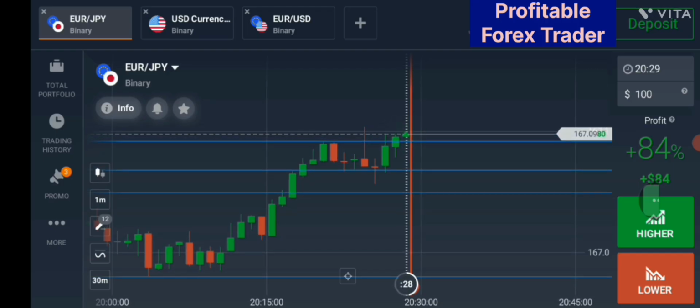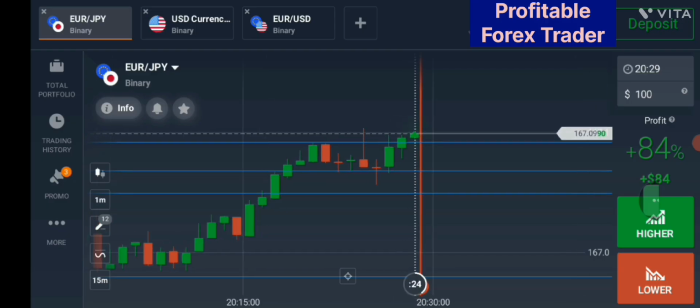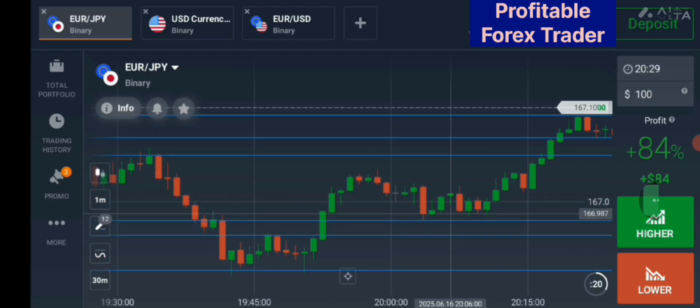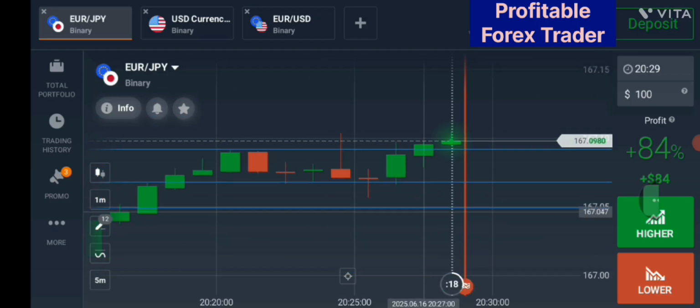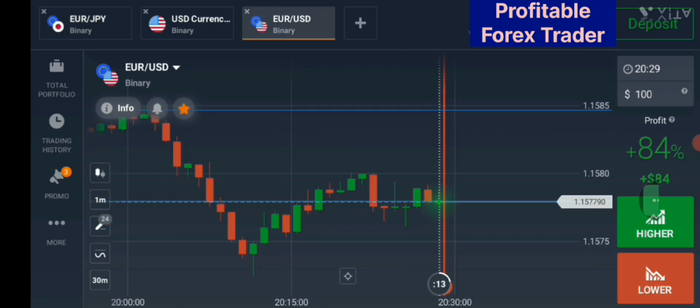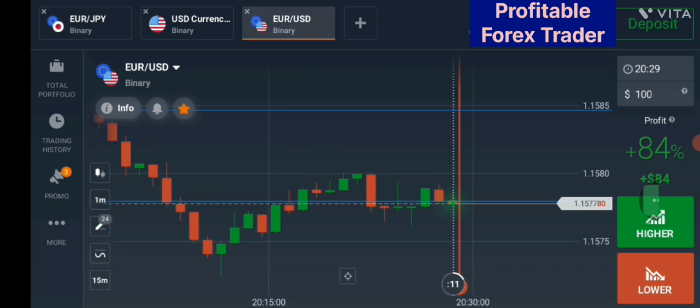Okay, let's see. It has closed above the resistance. So we have to be sure before placing a trade here. Let me check Euro USD.